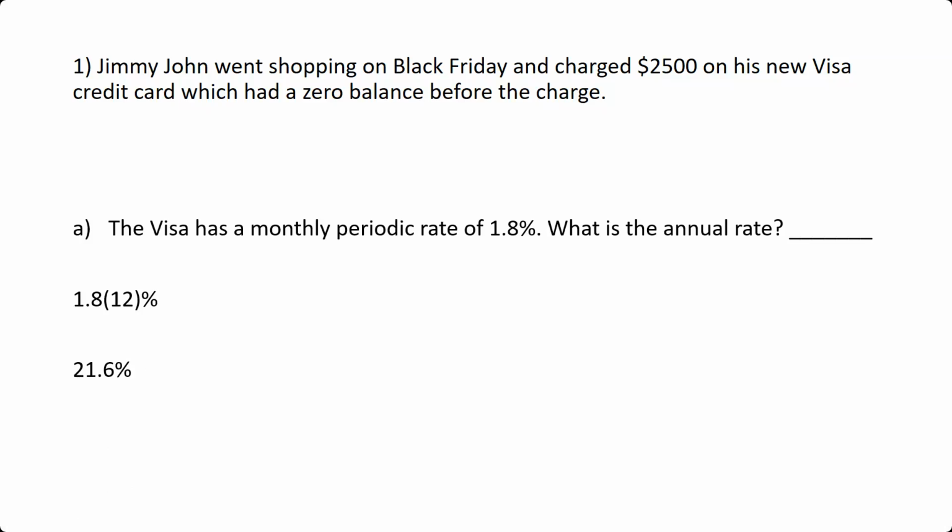Any questions? So, a monthly rate multiply by 12, a quarterly rate multiply by 4, semi-annually multiply by 2. So it is not taking into account interest on top of interest. It's just an annual rate, just an estimate.